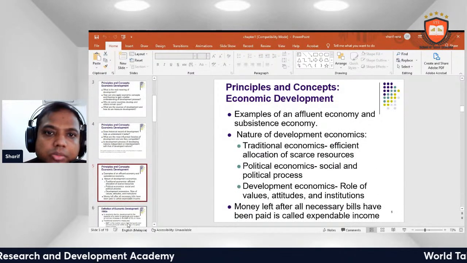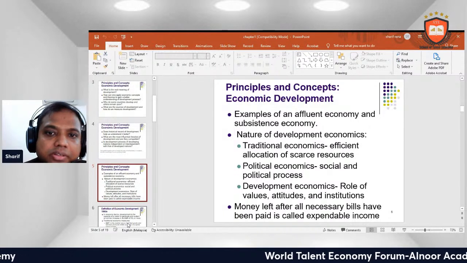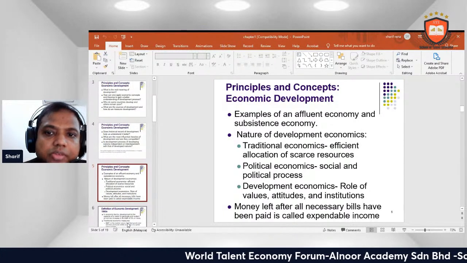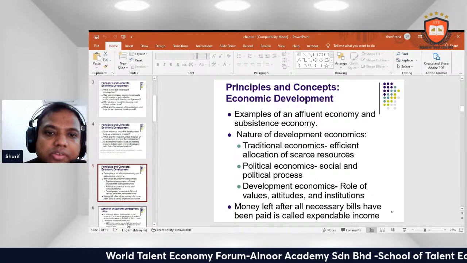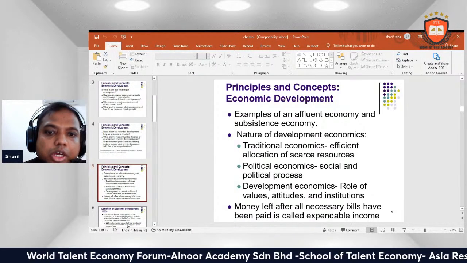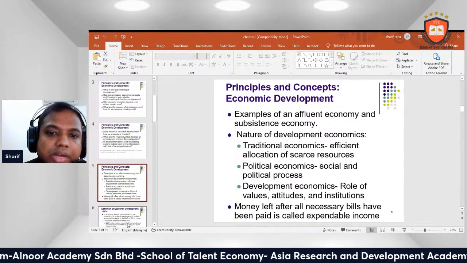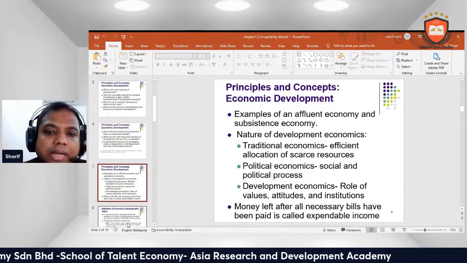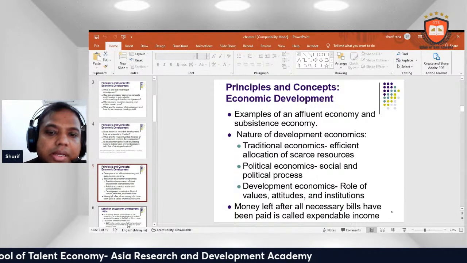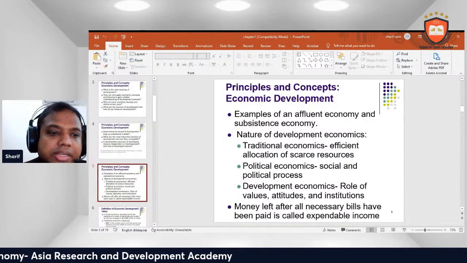Principles and concepts of economic development. Examples of an affluent economy and a subsistence economy. Nature of development economics: traditional economics, the efficient allocation of scarce resources; political economy, the social and political process of development economics, and the role of values, attitudes and institutions. Money left after all necessary bills have been paid is called expendable income.